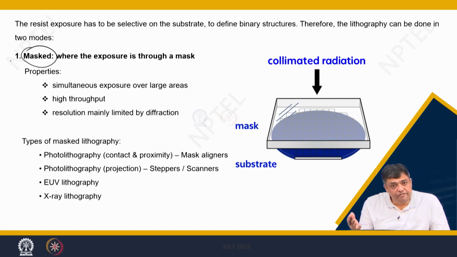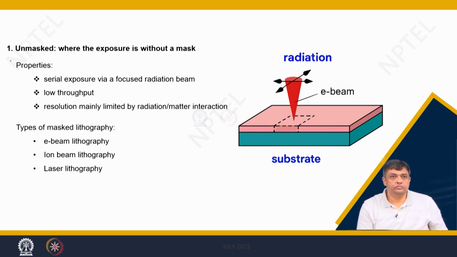You can have types of mask lithography. So, you have photolithography with mask aligners, you have photolithography with steppers and scanners, you have extreme UV lithography and X-ray lithography using this point. Then you have unmasked, where the exposure is without a mask. So, you do not use a mask, you just expose the surface by the beam.